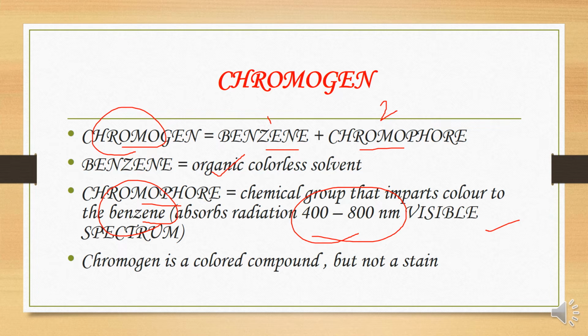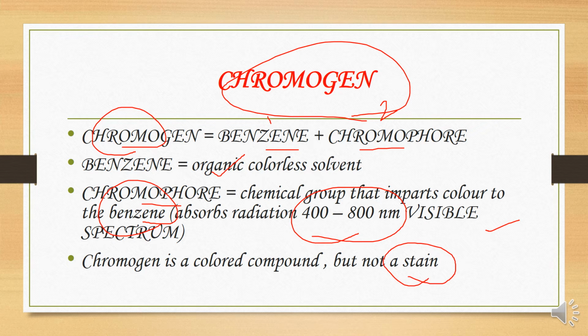But chromogen is a colored compound and not a stain. Why? Because chromogen alone does not have any affinity to bind with fibers or tissue. Therefore, for any organic compound to be called a stain, as we said, there are two parts, chromogen and oxochrome, and oxochrome is also required. So what is this oxochrome?